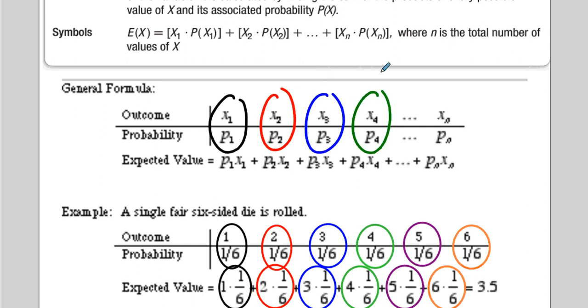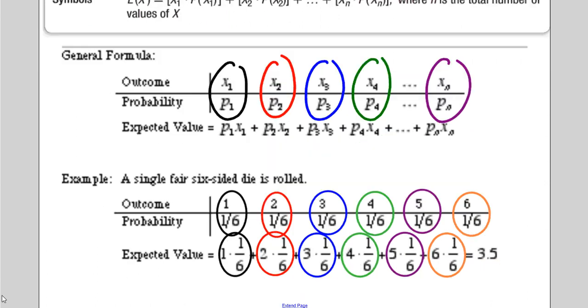And once I have multiplied by all those probabilities, I add them all up. So an example would be a 6-sided die. What's the average roll for a 6-sided die? You can either get a 1, 2, 3, 4, 5, or 6. Each of them has a probability of 1/6. So 1 times 1/6, plus 2 times 1/6, plus 3 times 1/6, plus 4 times 1/6, all the way down. Turns out the average roll for a die is 3.5.